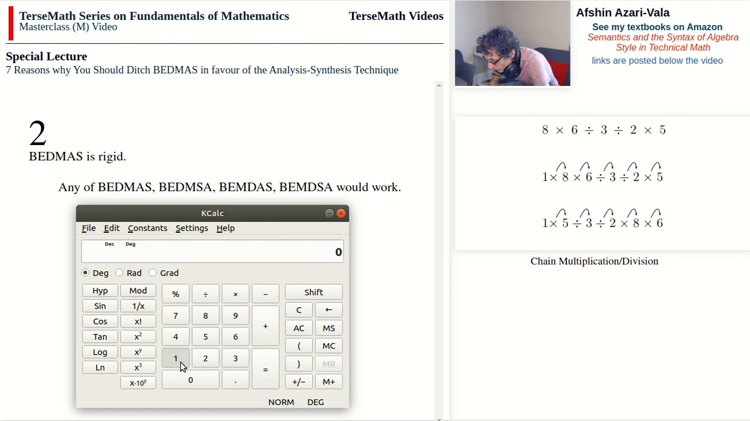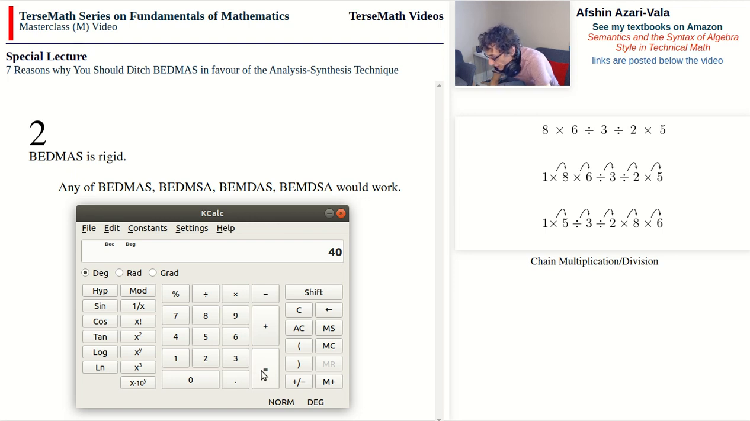We have 1 times 5 divide by 3 divide by 2 times 8 times 6, and that's equal to 40. So as you can see, either sequence works.